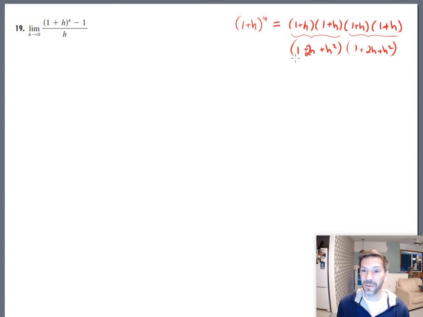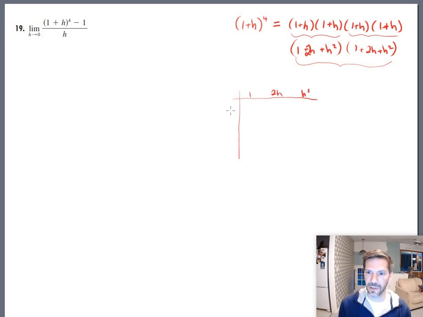Okay, now we get to multiply these together. And there's a lot to keep track of there, so rather than trying to do it in my head, I will go ahead and just use the box here. And see, I've got 1, I've got 2h, and I've got h squared, and I've actually got that again. And let's just multiply.